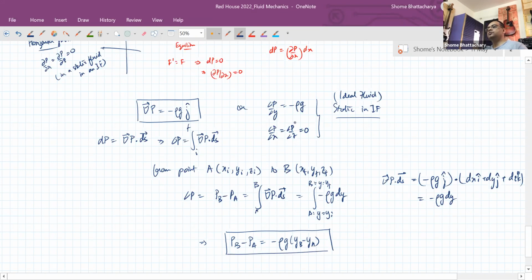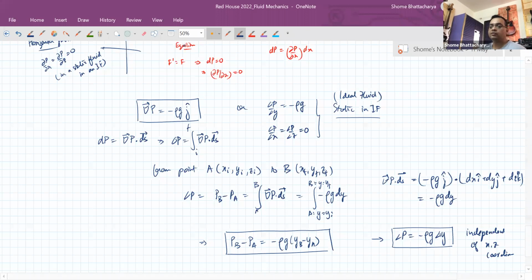Or what we understand from this directly is that delta p between any 2 points is nothing but minus rho g into the change in the y coordinate. It does not depend on the change in the x coordinate. So it is independent of x and z coordinates. When we compare the pressure at any 2 points A and B, the difference in their pressures only depends on the difference in their y coordinates. It only depends on the vertical difference between their positions. It does not depend on the horizontal coordinates at all of those 2 points. Okay, so this is a simple takeaway from this.